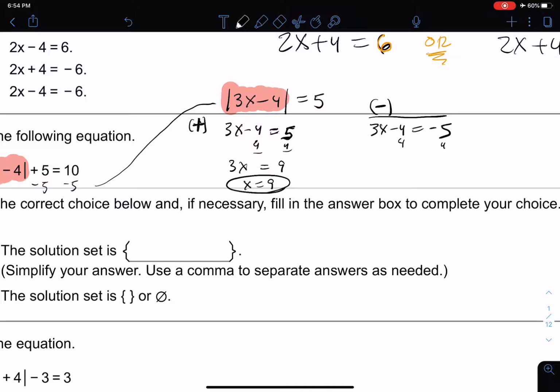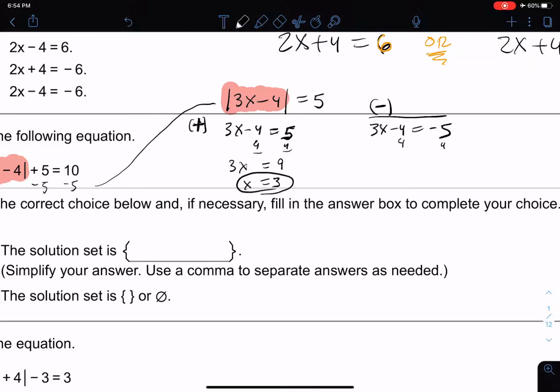What did I do here? Okay. Let me finish that. I didn't mean to erase that much. 3x equals 9. Divide both sides by 3, and x equals 3.